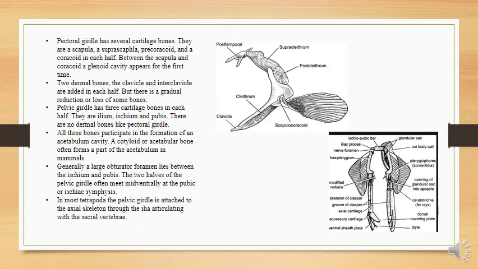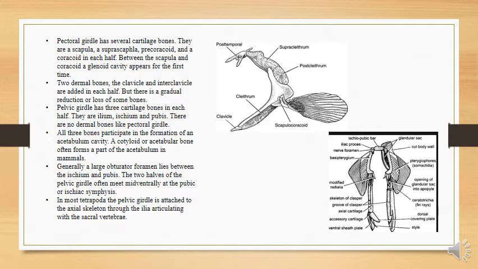Pelvic girdle has three cartilage bones in each half. They are ilium, ischium, and pubis. There are no dermal bones like in the pectoral girdle. All three bones participate in the formation of the acetabulum cavity. A cotyloid or acetabular bone often forms a part of the acetabulum in mammals. Generally, a large obturator foramen lies between the ischium and pubis.